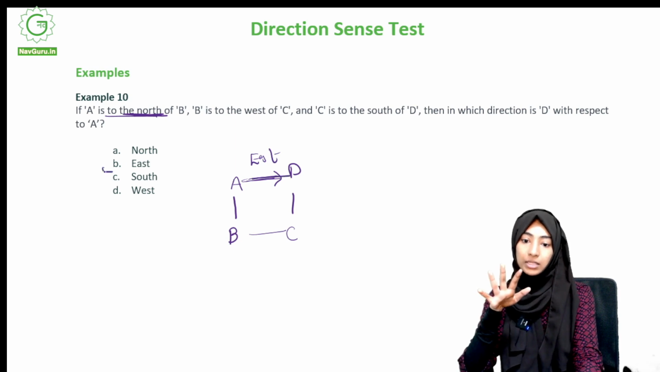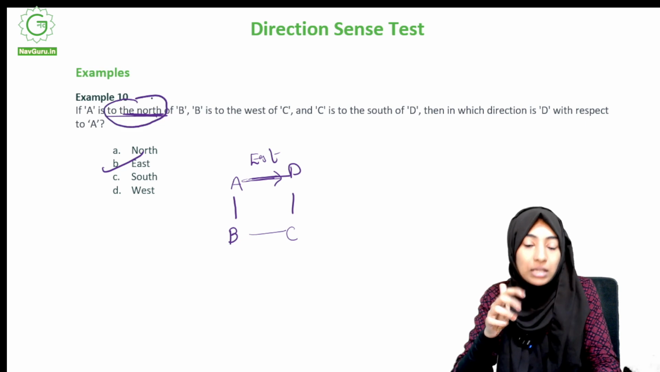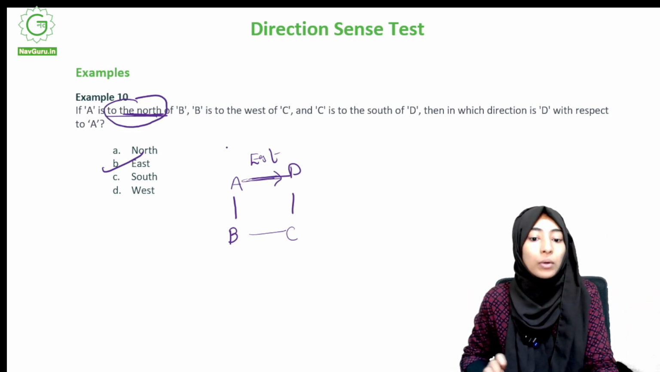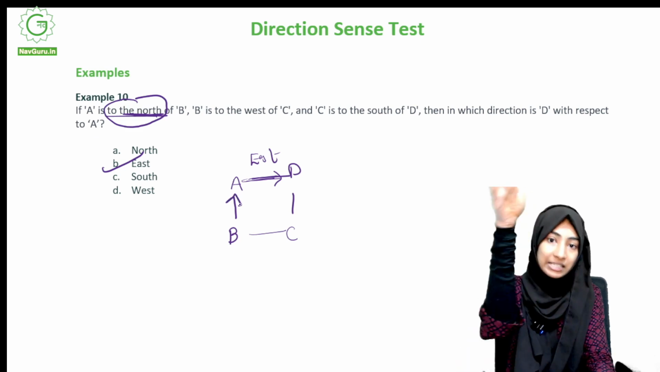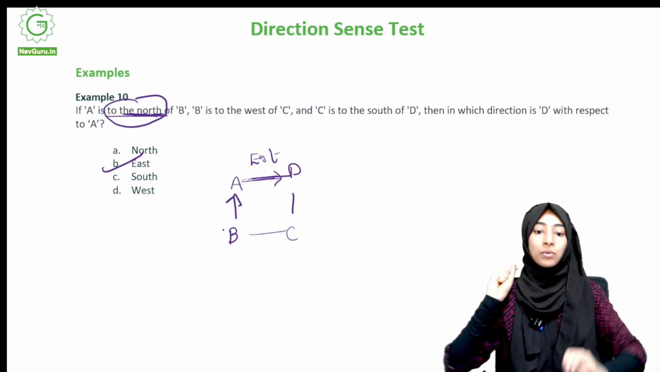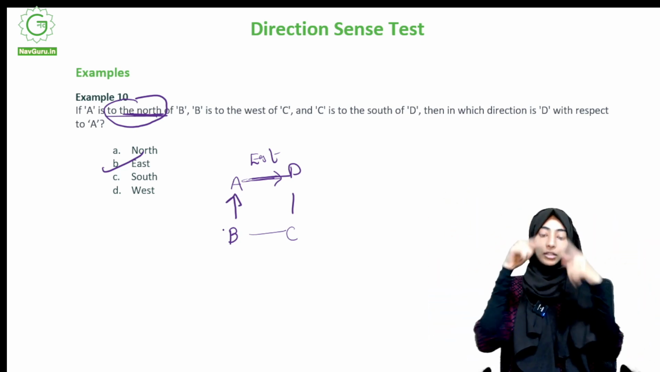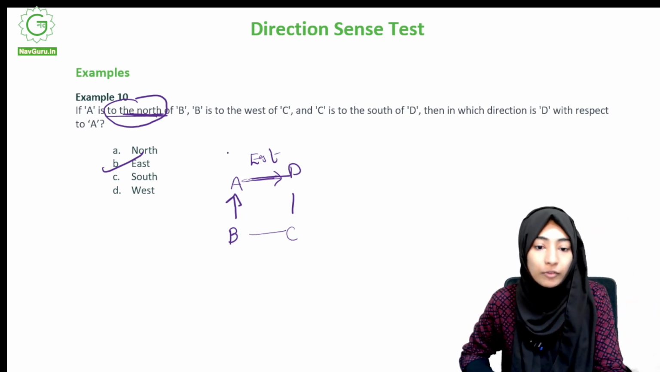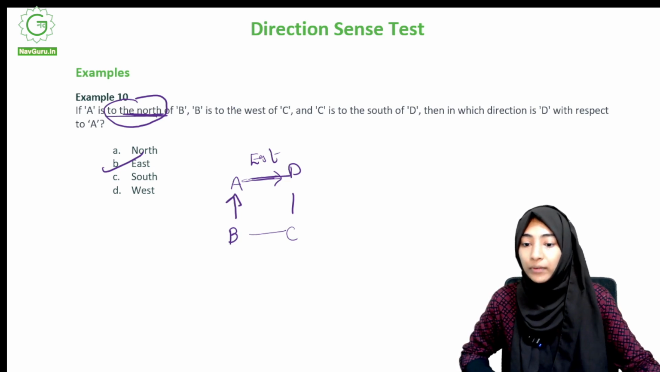Okay, so east. I hope you guys understand what we mean when we say something is to the direction of something. When I say A is to the north of B, what I mean is from B, if I draw a line to the north, I will find A there. So A is to the north of B means if I stand at B and look north, I will find A there. Okay, so basically you have also gotten this. Which direction is D with respect to A? We have gotten east. Okay, moving on.